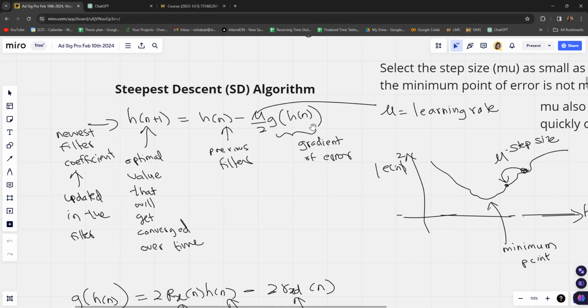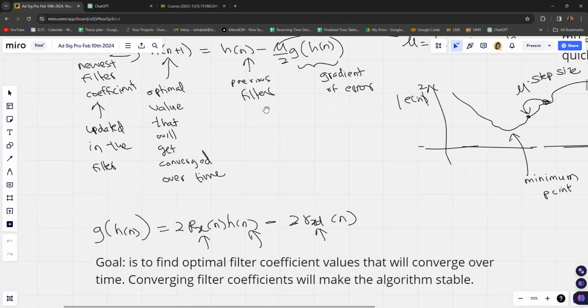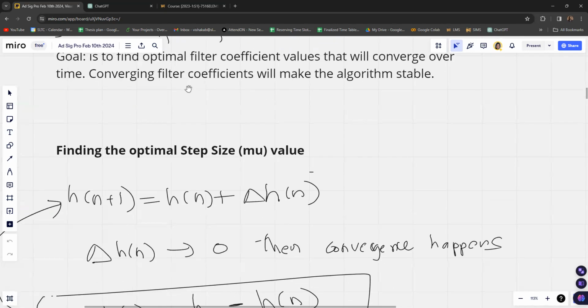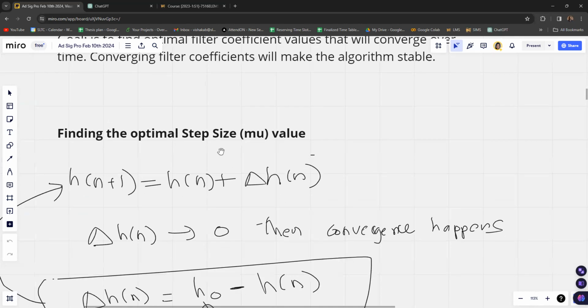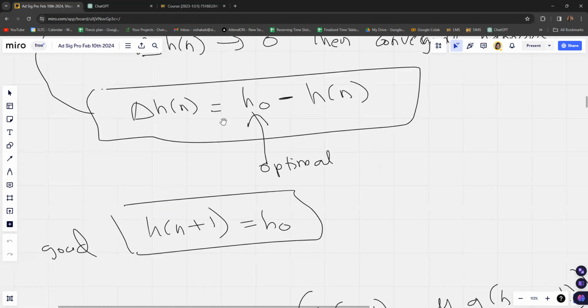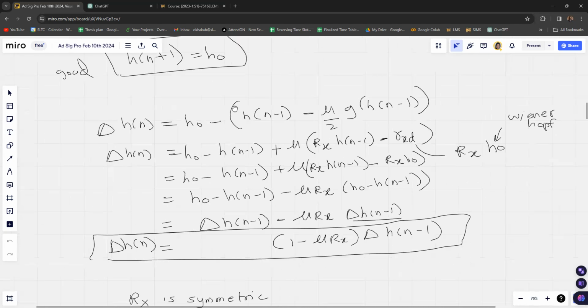In order for us to get a converged value, we need to decide the range of mu, and we derived how we can find the optimal mu value for the step size of this gradient descent method. So, step by step, increasing or decreasing the value of the coefficients. That step size is given by mu. So the mu value has to be between certain bounds.